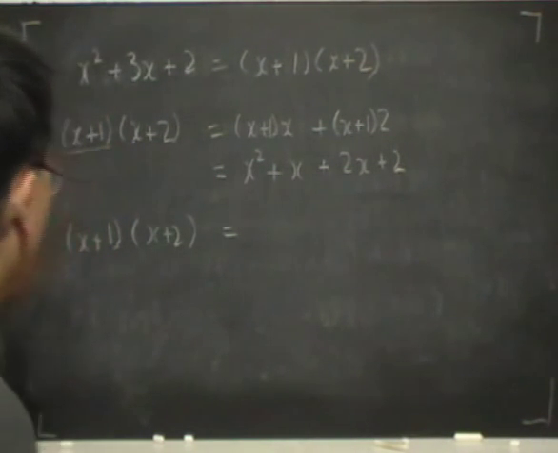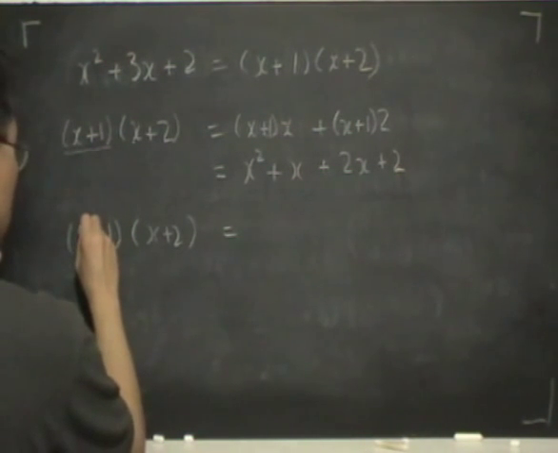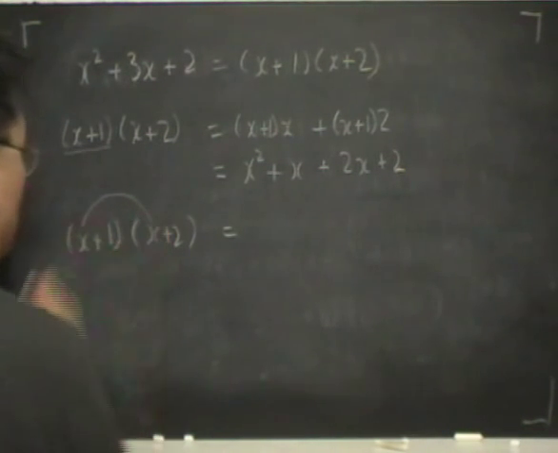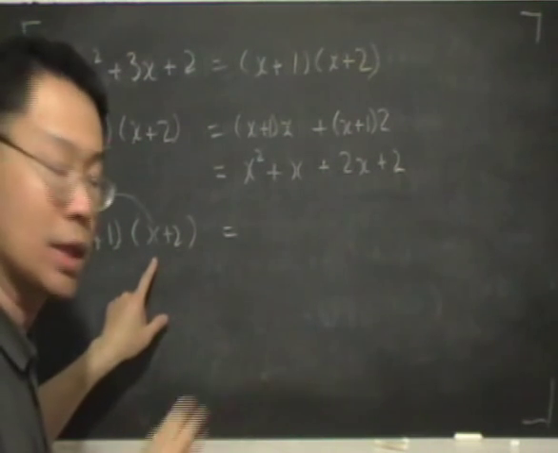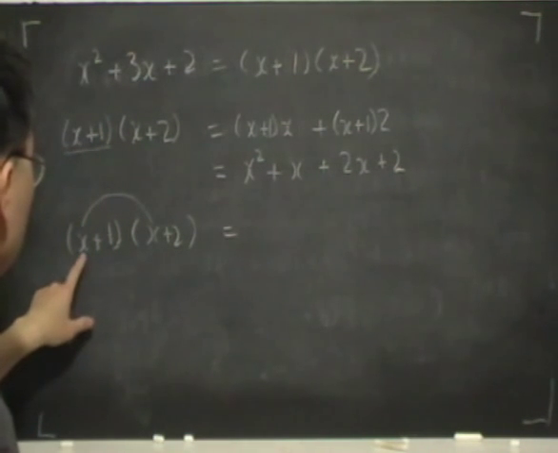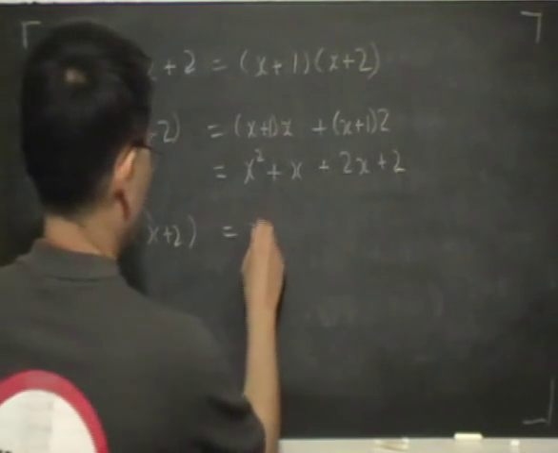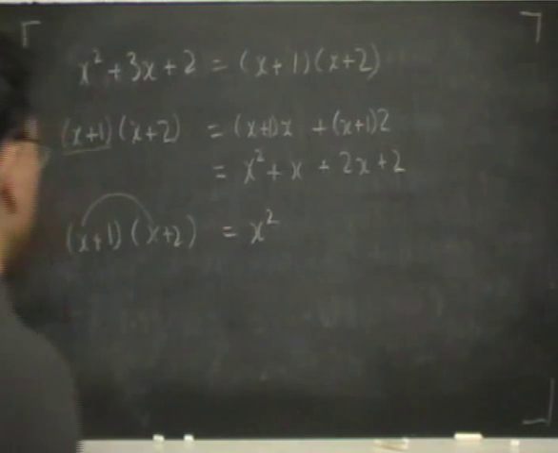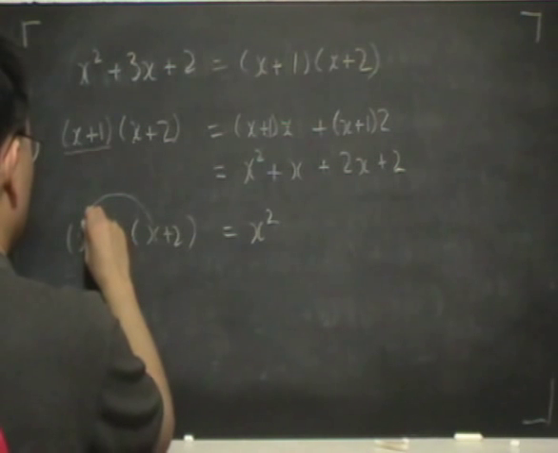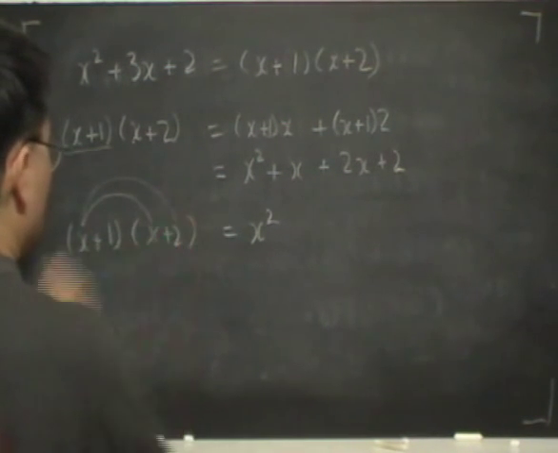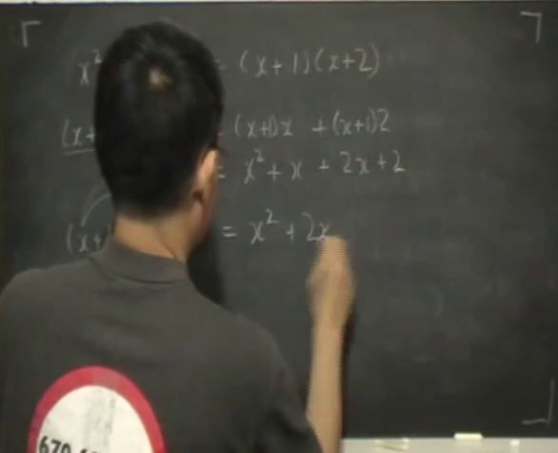So the way is to take a term in each bracket and multiply it by another term, a term in the next bracket. So let me start by choosing x in the first bracket and multiplying it by x. Then I'll get an x squared. Then I'll multiply x by the next term, which is 2, and I get a 2x.